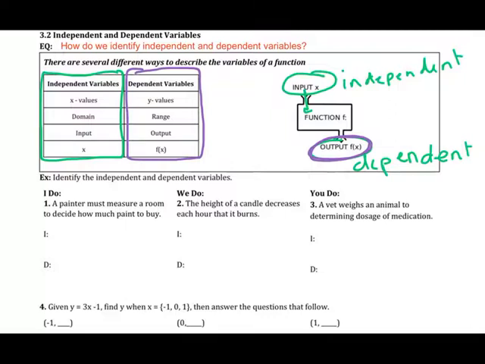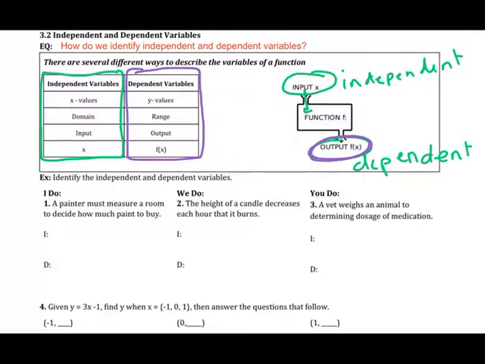So identify the independent and dependent variables. A painter must measure a room to decide how much paint to buy. So you're asking yourself, the measurement of the room, does that determine how much paint to buy, or how much paint do I buy, does that determine the size of the room? Which is dependent on the other? Well, if I buy more paint, does that change the size of the room? If I have a larger measure, does that change the amount of paint that I buy?